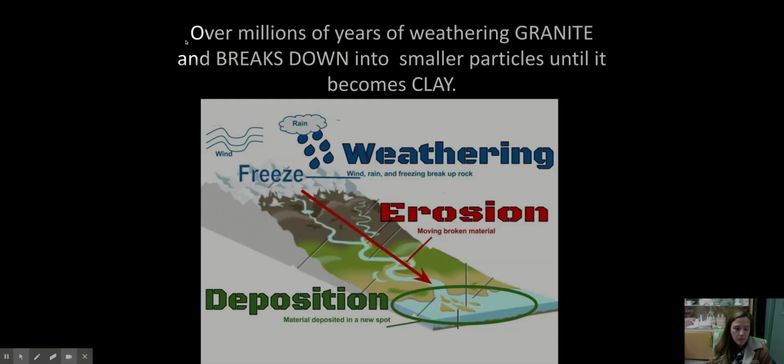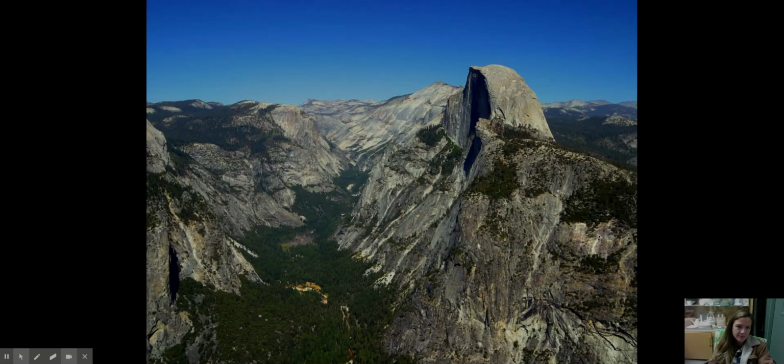Okay, so how does it go from granite down to clay? It takes millions more years of weathering. And so through rain, wind, snow, erosion, all these natural processes, we go from the rock to the clay.